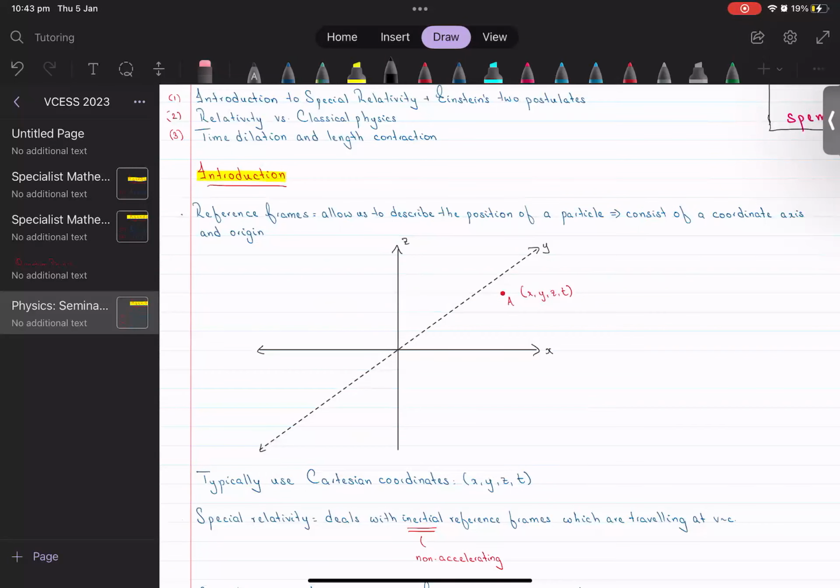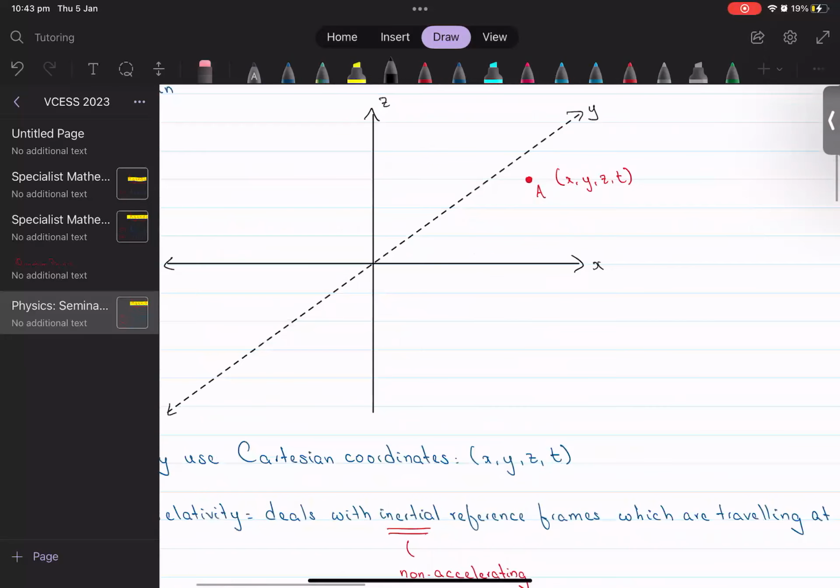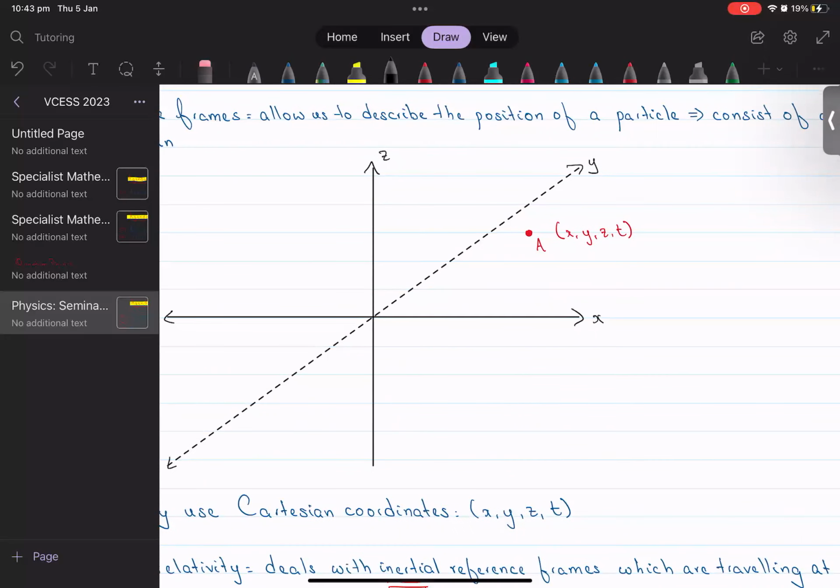So from where you're sitting or standing right now, if you see a television screen or a laptop screen directly opposite you, that's directly opposite you in your coordinate system. That's in your reference frame, for instance. Here I have labeled a particle A, which has coordinates x, y, z, and t. x, y, z are the spatial coordinates in three-dimensional space, and t is the coordinate in time.